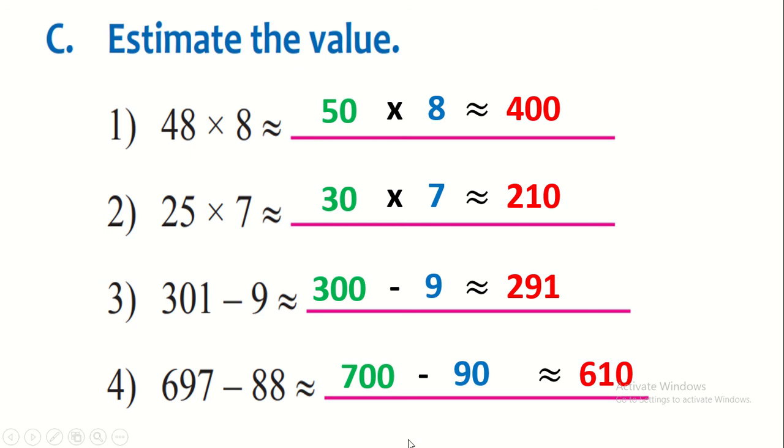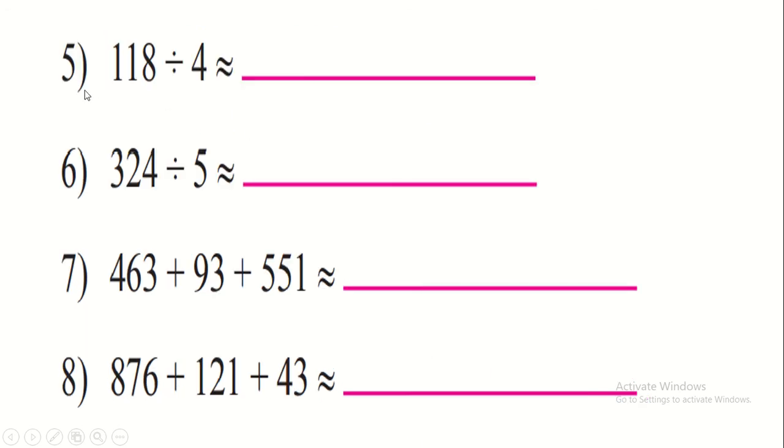Okay, very good. Now let's move to the last numbers, 5, 6, 7, and 8. Students, for number 5, you have 118 divided by 4. You round this to the nearest 10. You have 120. And then divided by 4. 120 divided by 4, the answer is 30. Correct, students?